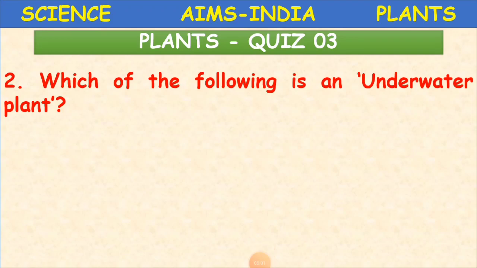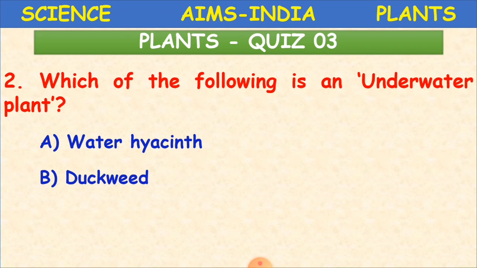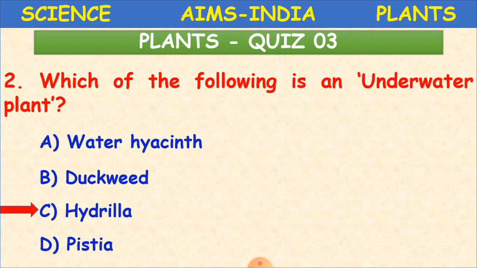Which of the following is an underwater plant? A option is water hyacinth, B duckweed, C hydrilla, and D pistia. Underwater plant, what is it? Hydrilla. The correct answer is hydrilla, children.